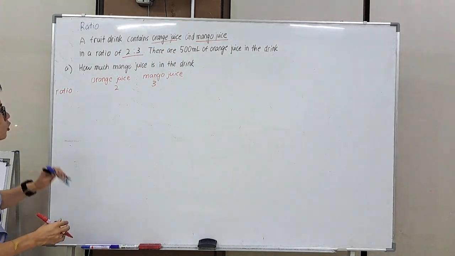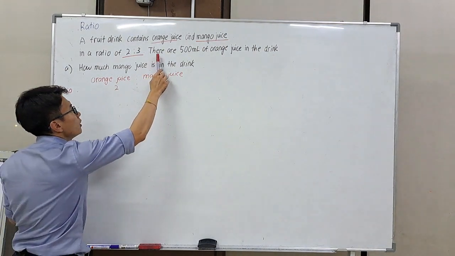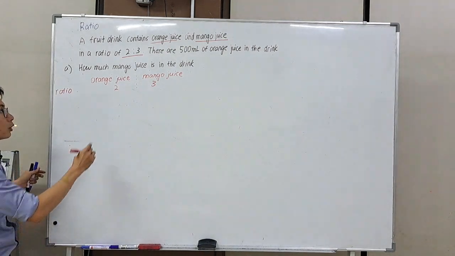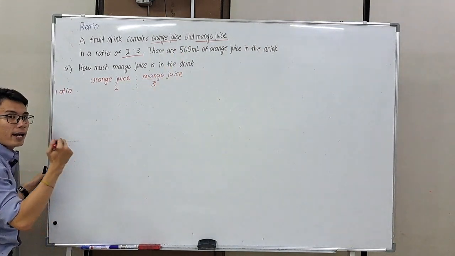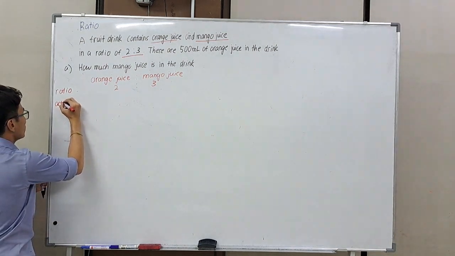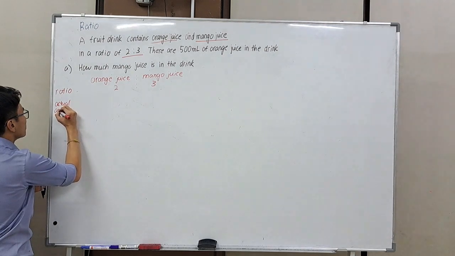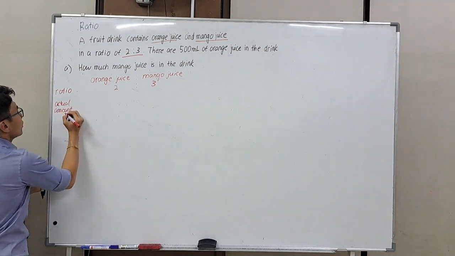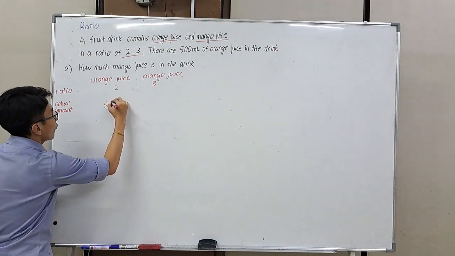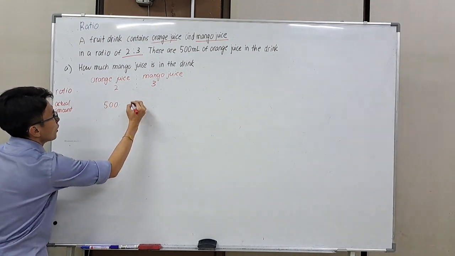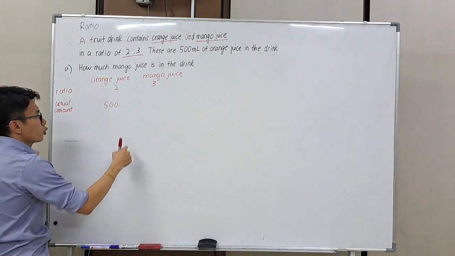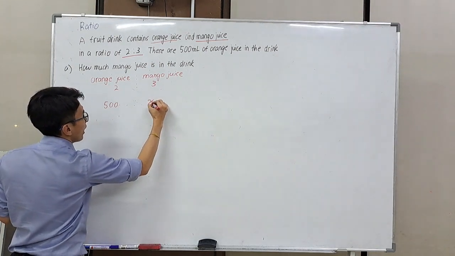So finally, they said over here, there are 500 ml of orange juice in the drink. So this 500 ml is going to be my actual amount of orange juice. So I'm going to write here my actual amount. So my orange juice is 500 ml over here. And my question is, how much mango juice is in the drink? So which means over here I have my unknown.